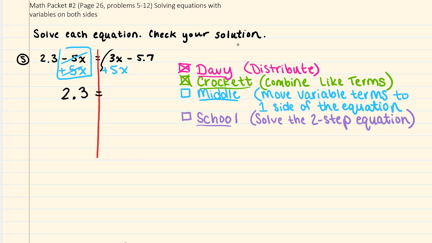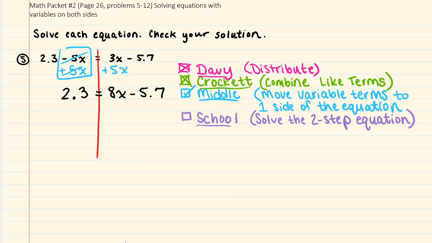Now on the right hand side, I've got to actually clean it up a bit. So I've got 3x plus 5x. That makes 8x. And the minus 5.7, you can just bring it down. There aren't any other constant terms to combine it with. Okay, so in blue there, I've done the third step, which was move variable terms to one side. So I only have a variable term on the right-hand side now. So now it's just a regular old two-step equation.